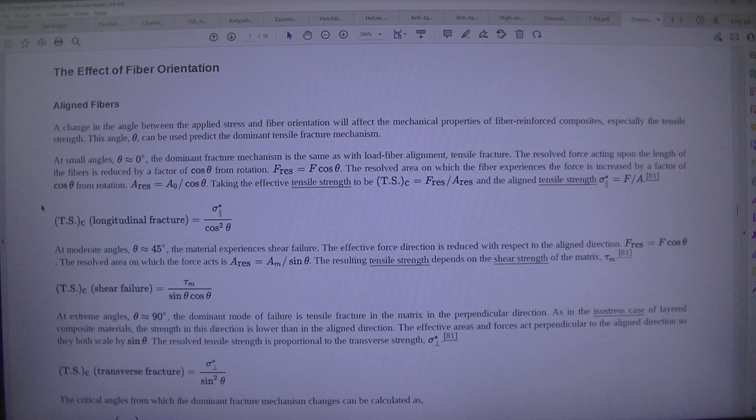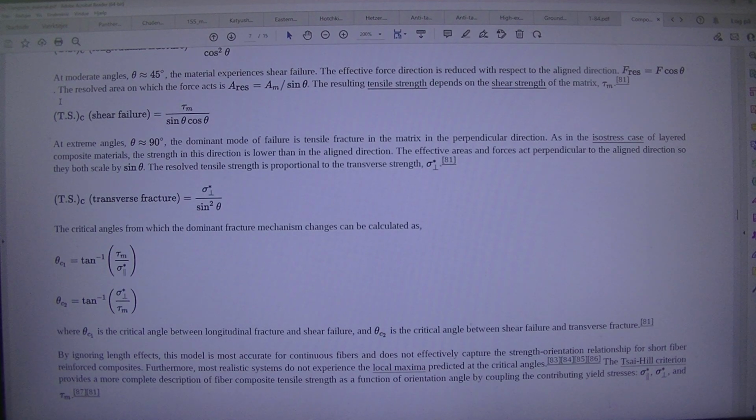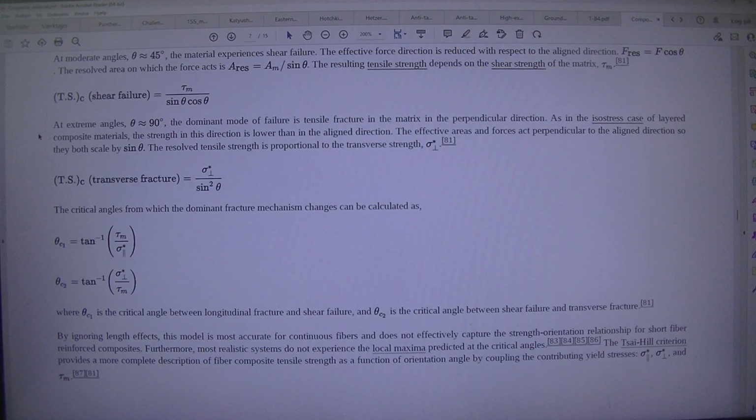The effective force direction is reduced with respect to the aligned direction. The resolved area on which the force acts is. The resulting tensile strength depends on the shear strength of the matrix. At extreme angles, the dominant mode of failure is tensile fracture in the matrix in the perpendicular direction.